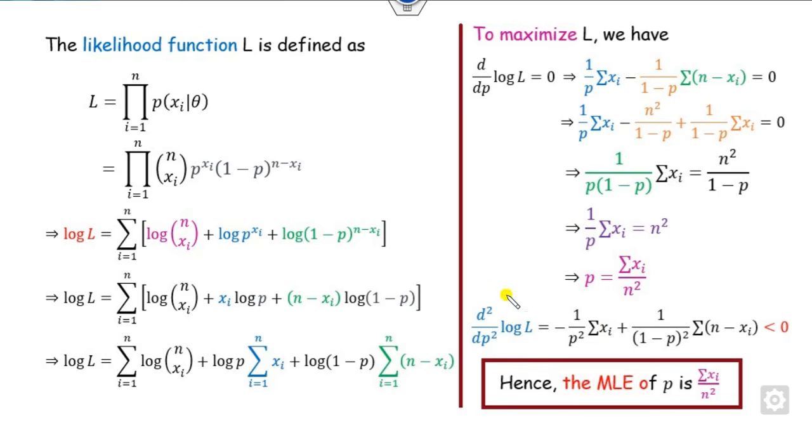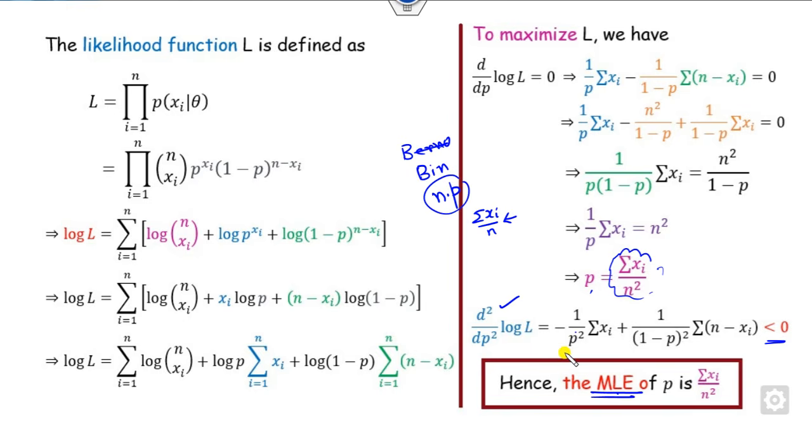Similarly, you can find the second derivative here. You can substitute this p value here. You will get this as always less than 0. So therefore, the maximum likelihood of p is this here. And if you remember, what is the mean of the binomial distribution? This is n into p. So if you take p here, what is that? n into p will be 1, n will be cancelled out. This is again nothing but the mean. So that's the required estimator, the MLE of the probability.